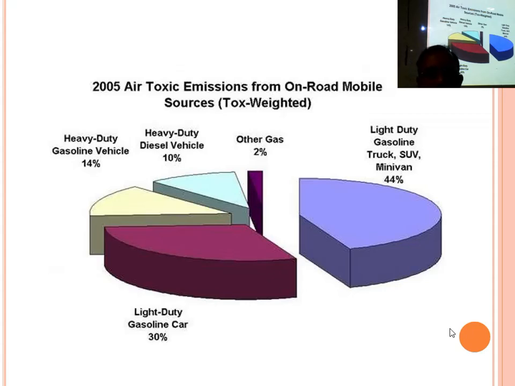So here you have a pie chart diagram, a 3D pie chart. From that you will understand air toxic emission from on-road mobile sources. This is for gasoline vehicle, heavy duty vehicle, percentage is given. This is statistics: 44% light duty vehicle, heavy duty vehicle 10%, gasoline vehicle 14%, light duty gasoline car 30%. So that way you can get more or less the idea of how much percentage, which particular type of vehicle, is giving the pollution. That is the 3D pie chart diagram.